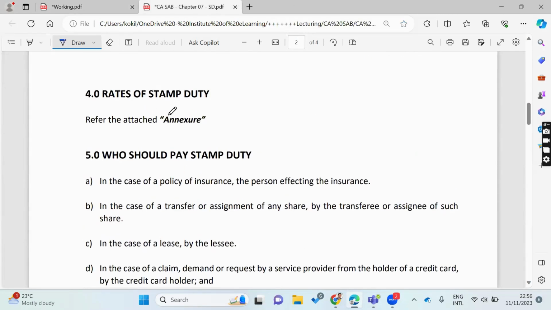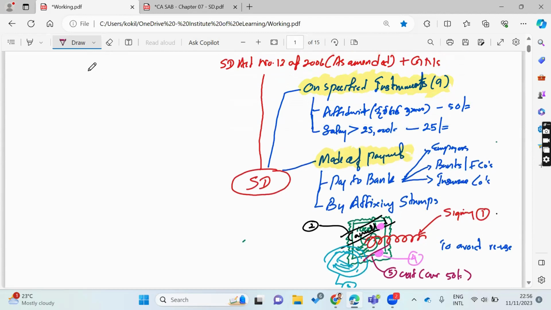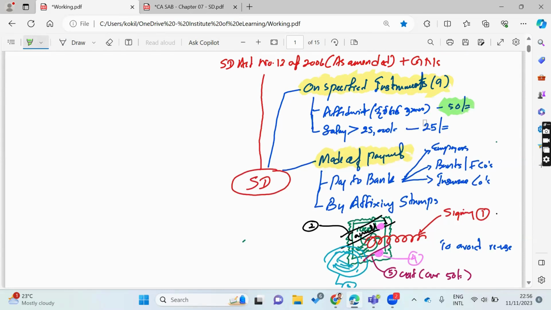And the rates applicable for stamp duties. We have a lot of rates, but here I just summarize very few, only 2. If you are signing an affidavit, 50 rupees. If you are getting a salary of more than 25,000, then 25 rupees you have to deduct and pay to the government. The employer deducts it and pays it to the government.